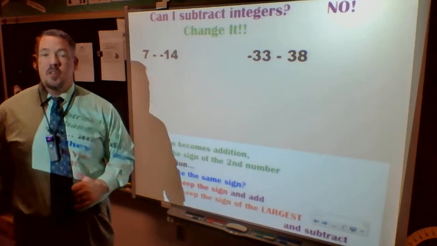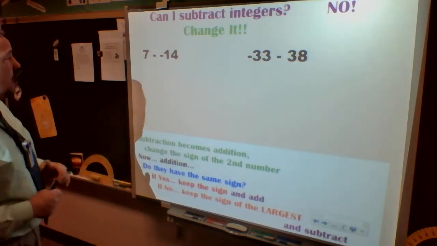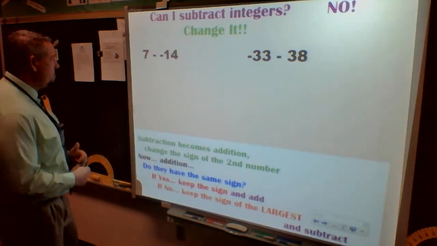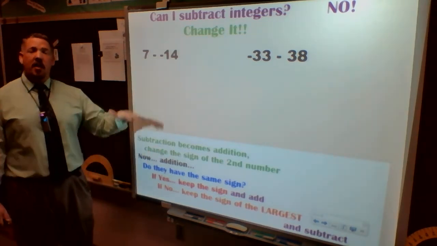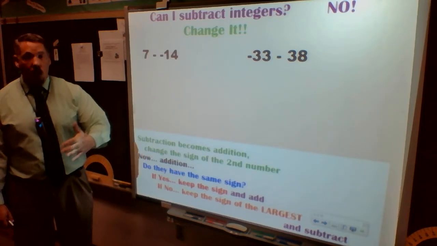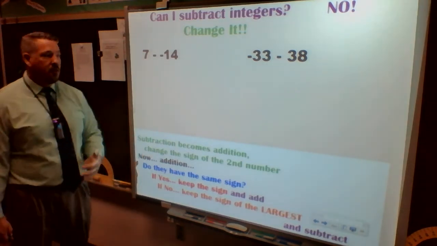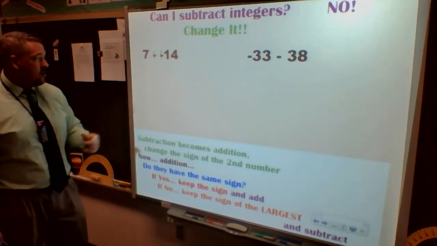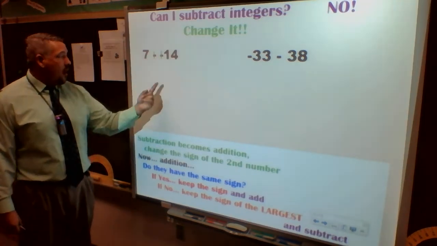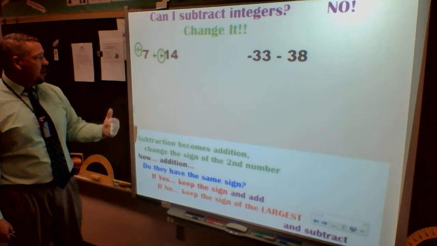So let's look at what we're talking about. Be sure you're following along on your practice paper. I have 7 minus negative 14. Can I subtract integers? No, I can't. So now I got to change it. Subtraction becomes addition. Change the sign of the second number. So now I have an addition problem. I have a positive and a positive.